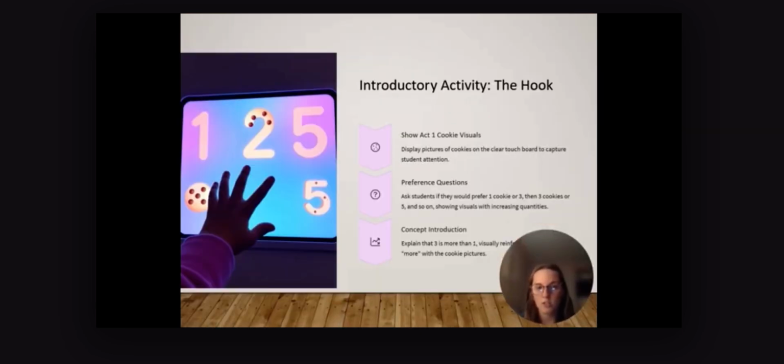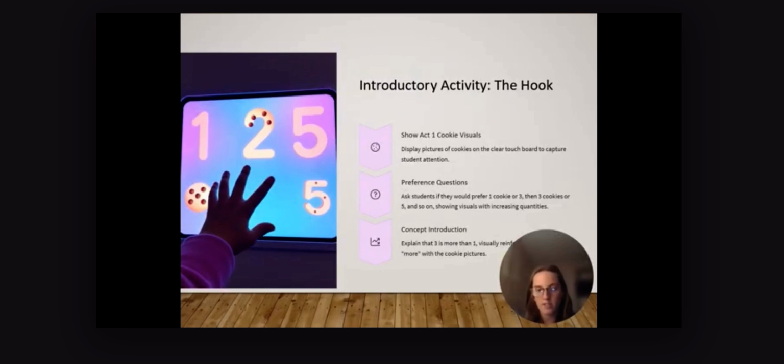So the introductory activity, or the hook, would be the cookie visuals. Just to engage students, we're going to display pictures of cookies on the clear touch board to capture their attention. Some of the questions I would ask would be, would you prefer 1 cookie or 3 cookies? 3 cookies or 5 cookies? We're showing these visuals of 1 and then of 3, up on the board and interacting with the class.